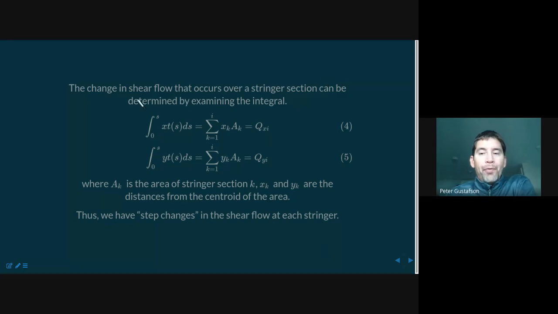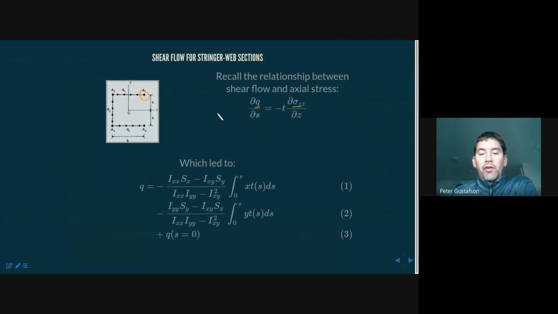Okay, so the next thing we can look at is how that shear flow changes. And here are the equations for that. The change in shear flow that occurs over this stringer section, which carries bending load, is determined by examining the integral. That integral ultimately comes from this one here, actually really both of these two.